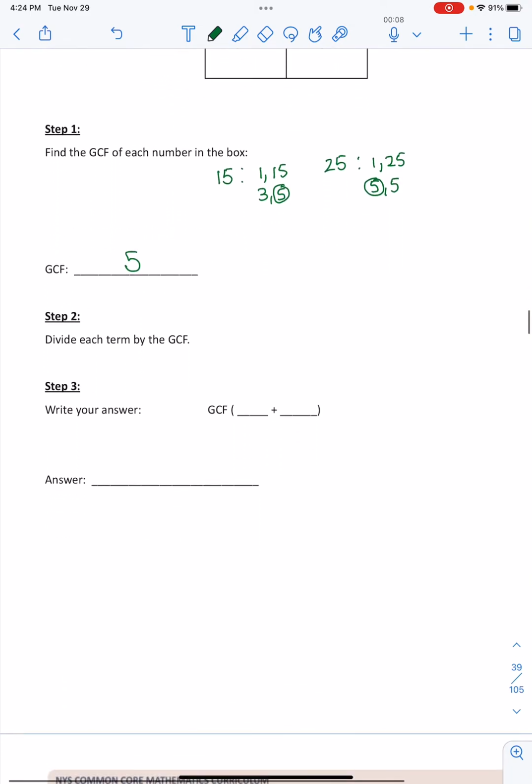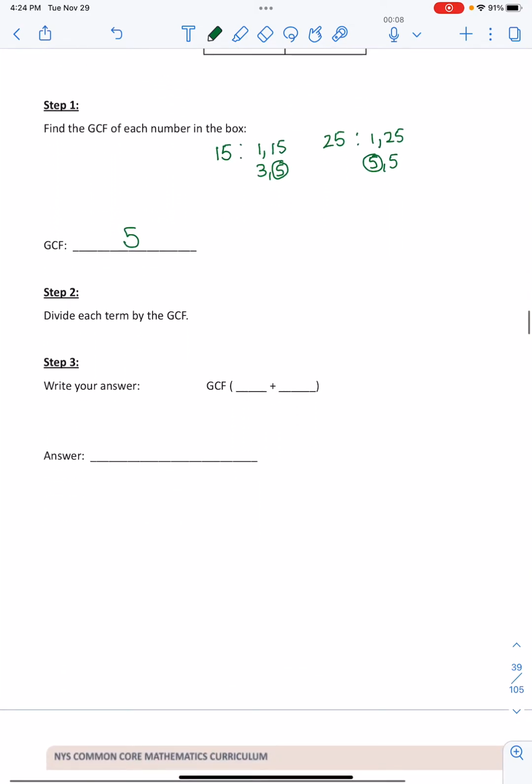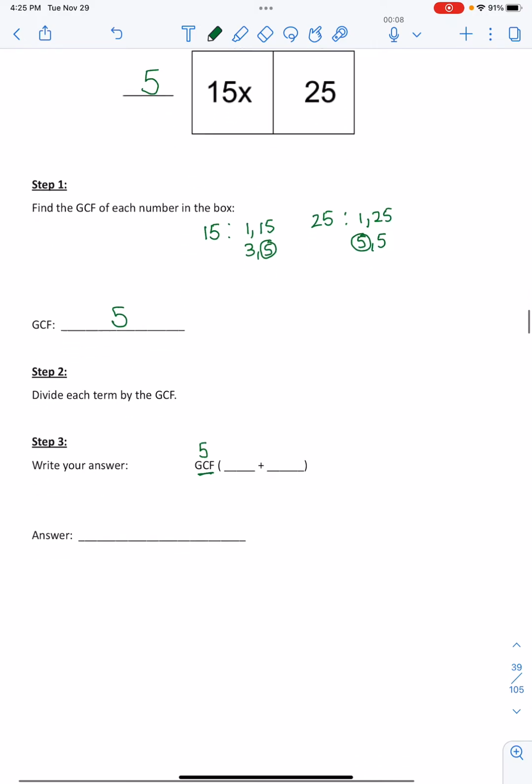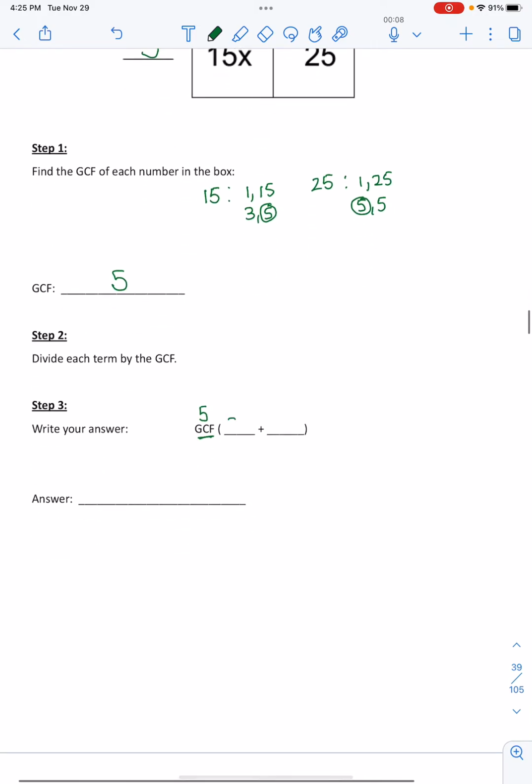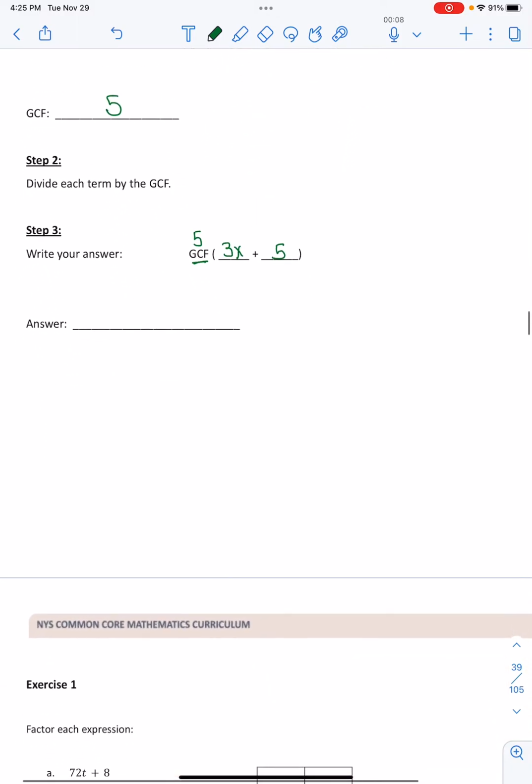So step number 3 says to write your answer, which you have your greatest common factor on the outside, and then on the inside, and our greatest common factor at that point is that 5. And then on the inside is what is on top of the box, which is the 3x and plus 5. So our answer then would be 5 times 3x plus 5.